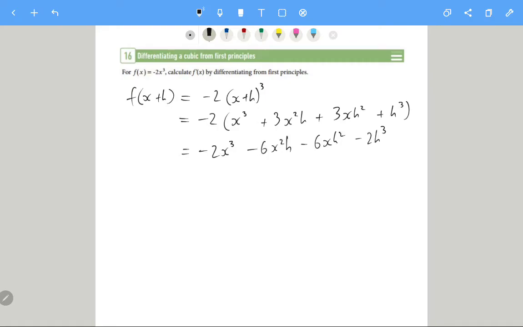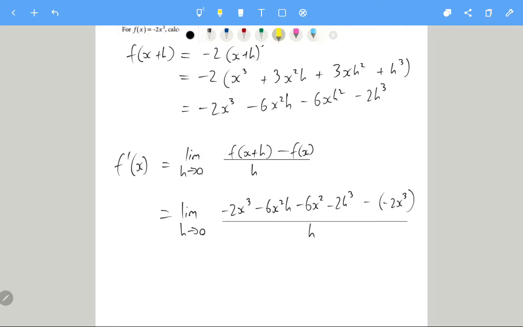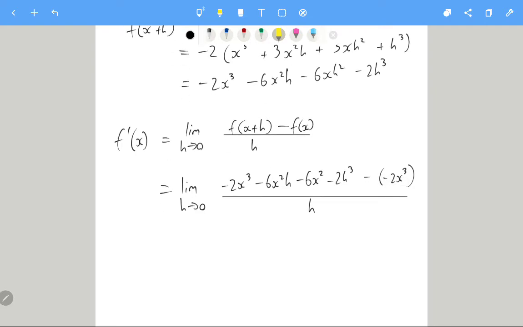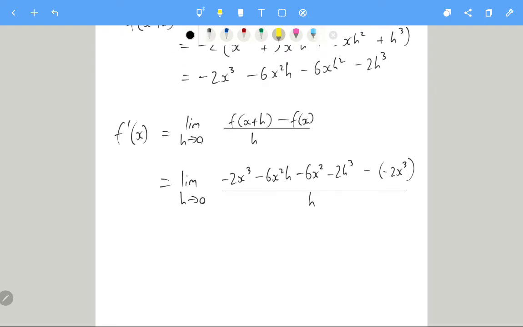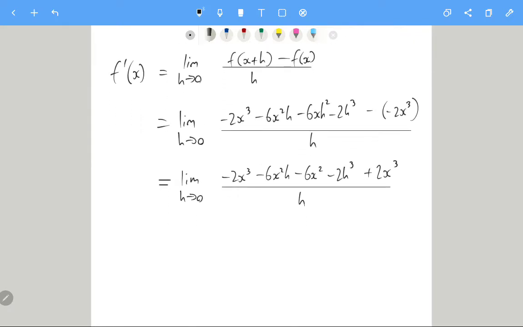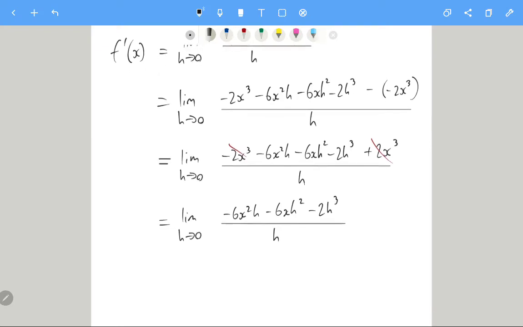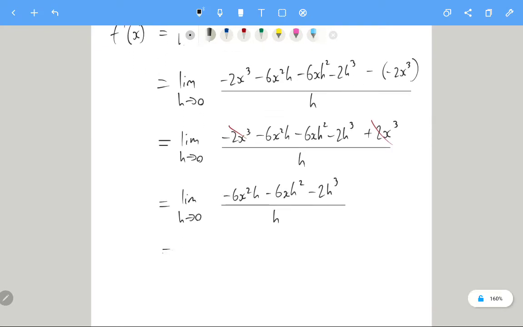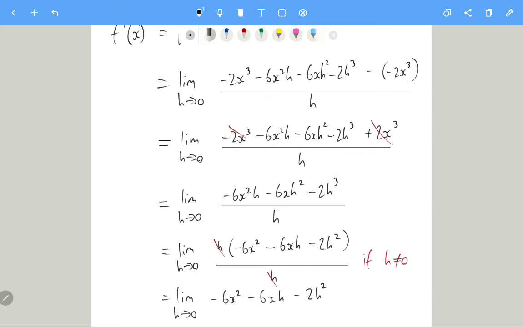Now it's time to go and work through the limit. So let's work out the limit. You can see I've put in my f of x plus h and my f of x. Let's expand those last set of brackets and start simplifying. You can see that the minus 2x cubed is going to cancel with the plus 2x cubed. Alrighty, now that I've simplified the top, factorize the top, and get ready to cancel. You only ever want to take out a factor of h, just because that's what's going to cancel with what's on the bottom, assuming h isn't equal to 0. Now all we need to do is take the limit.